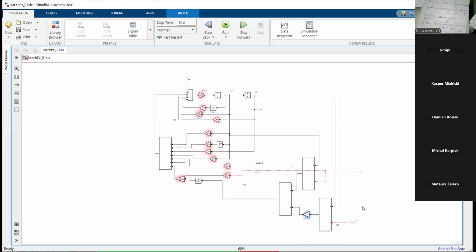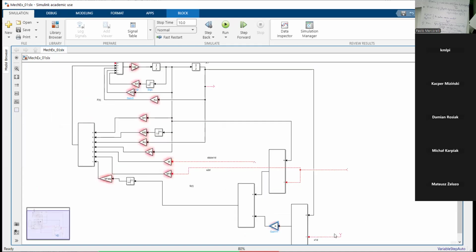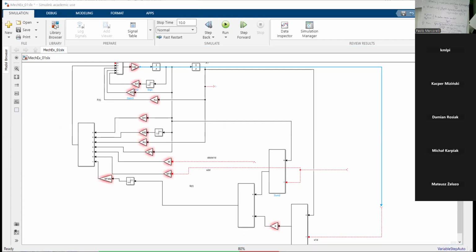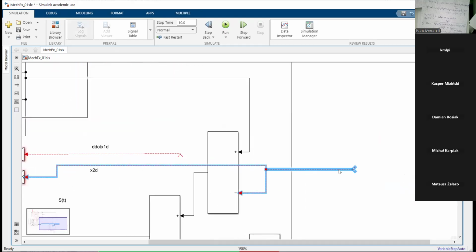Just to test, this is enough. Yeah, x1 desired. Let me put in a constant just to see, and then at home you can check whatever you want. Please remember, under sources we can find, for instance, a constant. I don't know, 1 meter.